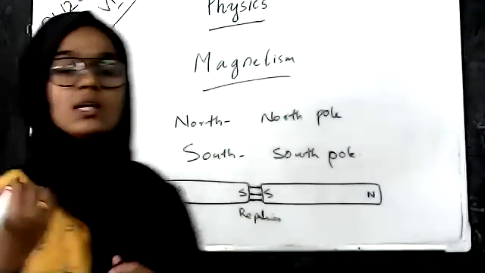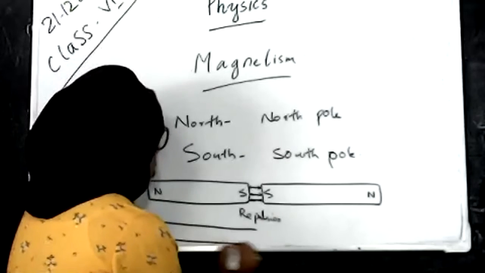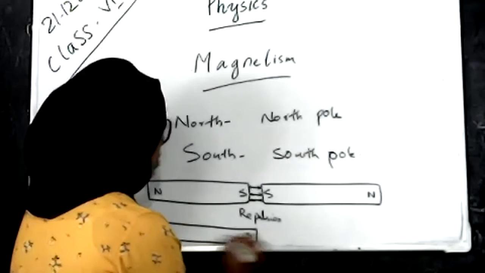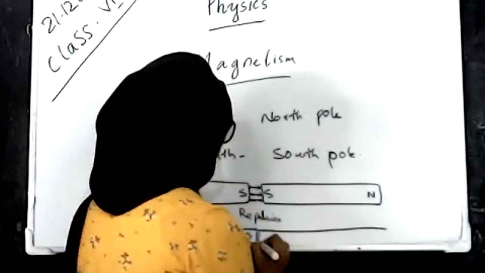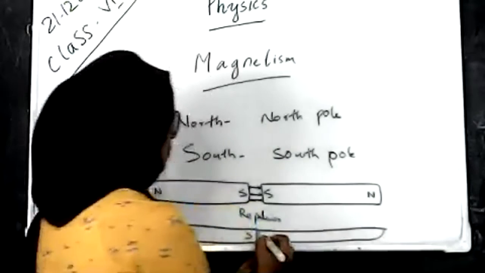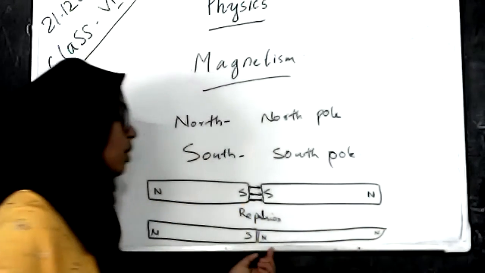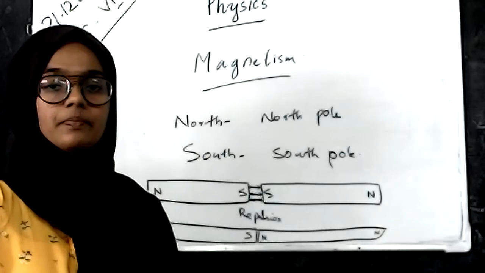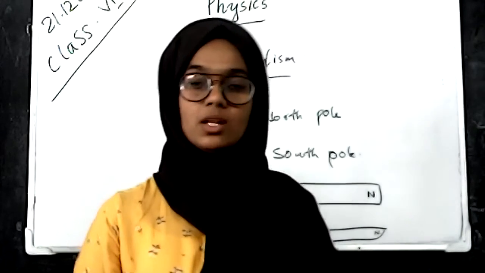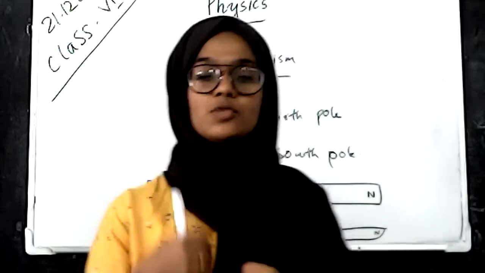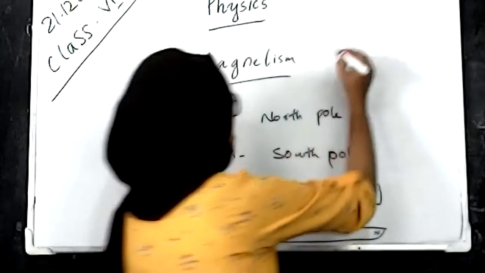And we are using another two magnets. The opposite poles come closer. What occurs here? The opposite poles, that are north and south, are closer. So here attraction occurs. So when like poles come closer, there is repulsion, and when unlike poles come closer, there is attraction.